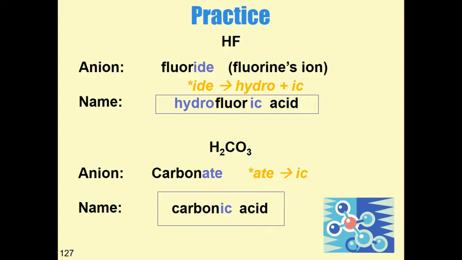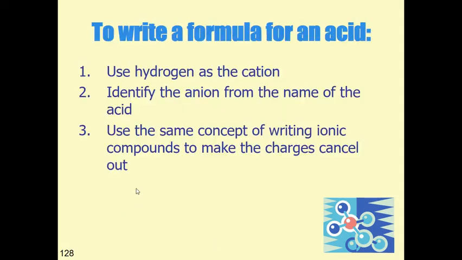Okay, so now that we've learned how to do our acids, what if we're given the name? Can we write the formula? To write the formula for an acid, we're just going to reverse engineer what we just did. We're always going to use hydrogen as the cation. We're treating these as ionic compounds. Our anion, we're going to get from the name of the acid. Once we figure out the name of the anion, we can figure out its formula, and then we can use our ionic rules to balance our charges or crisscross.